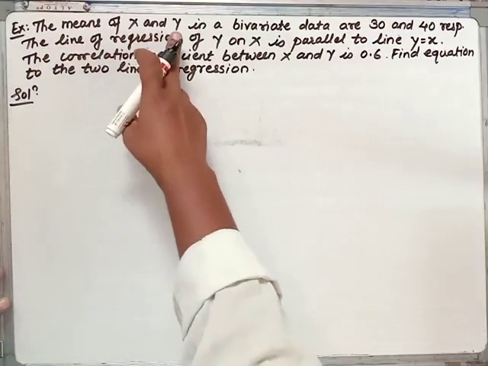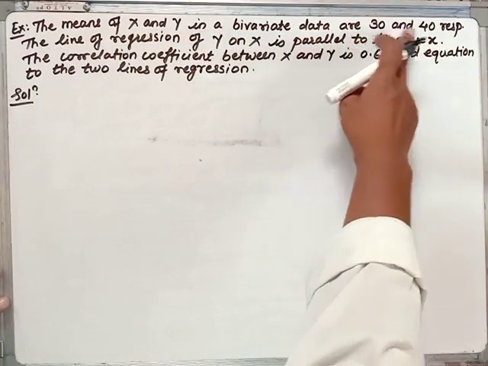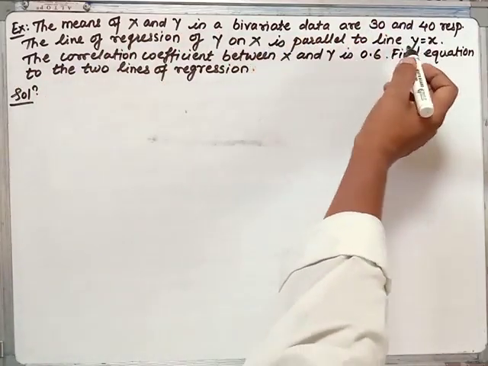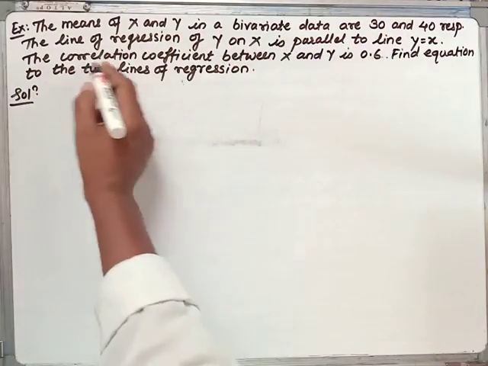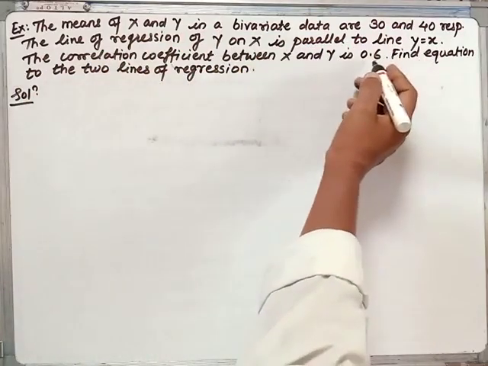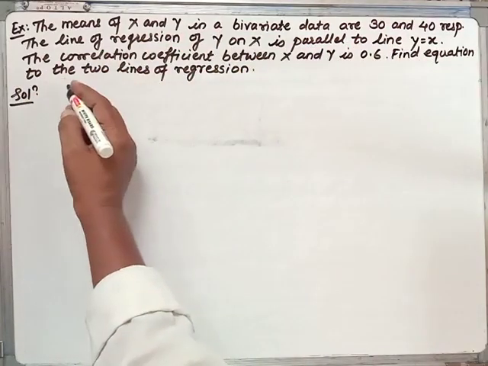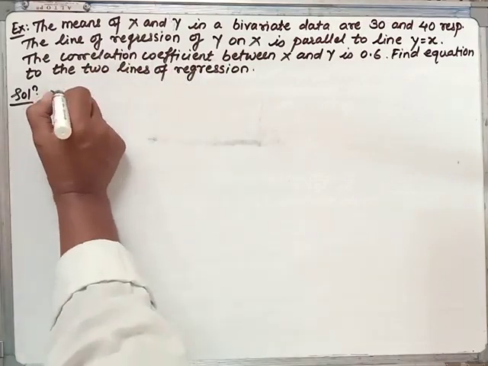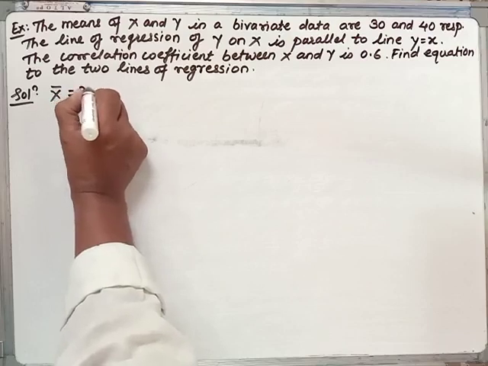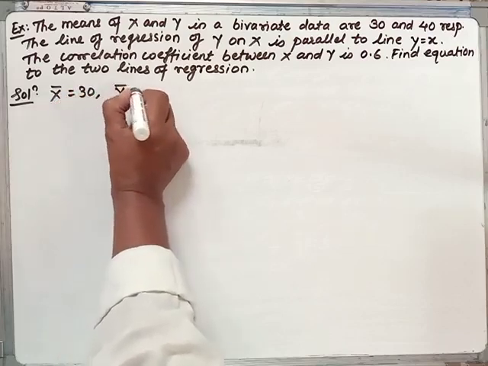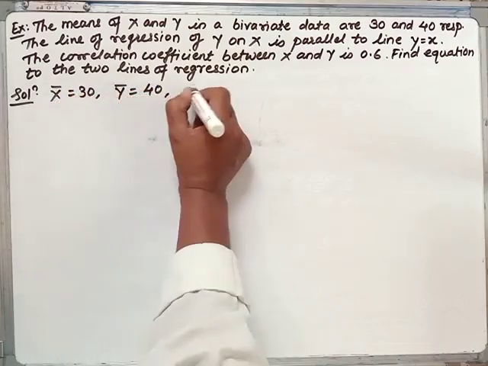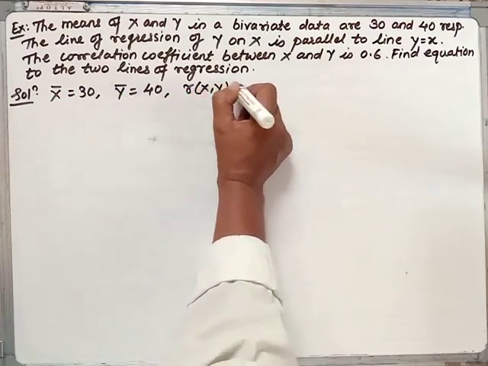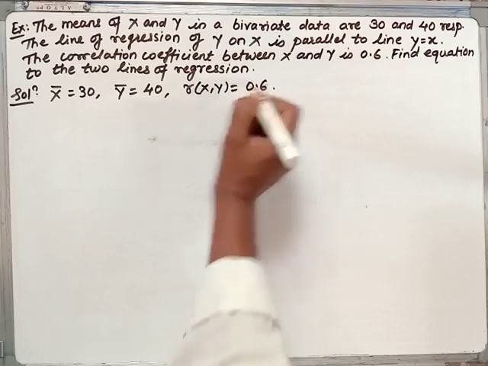The means of x and y in a bivariate data are 30 and 40 respectively. The line of regression y on x is parallel to the line y is equal to x. The correlation coefficient between x and y is 0.6. Find equation of two lines of regressions. So what is given? X bar is 30, y bar is 40. Also r between x and y is given to us, that is 0.6.